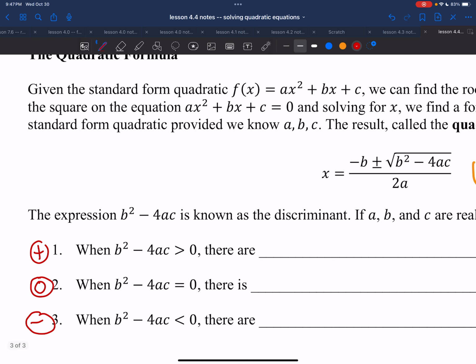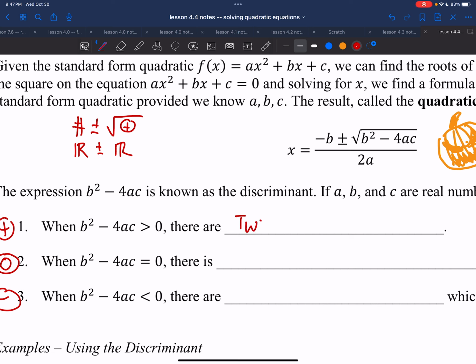So it's negative b plus or minus a number. So just think a number plus or minus the square root of a positive. Well, this number is a real number, and you're doing plus or minus the square root of a positive. Well, you can do that. You can take square roots of positives and get real numbers. So it's just a real number plus a real number and a real number minus a real number. So what that means is there are two real solutions if the discriminant comes out to be positive. Yeah? Because it's just a real number plus or minus another real number.